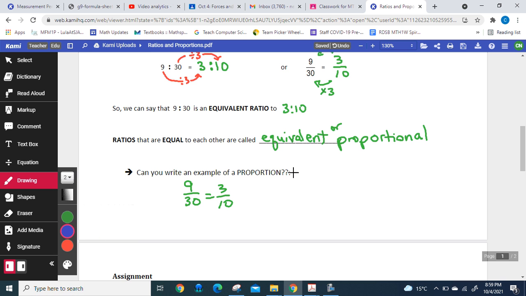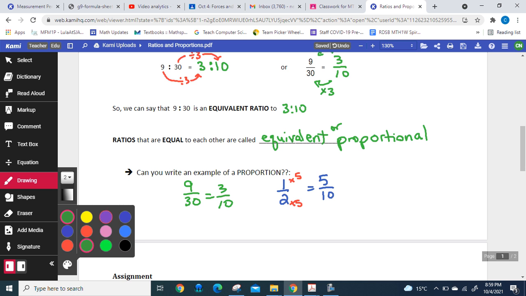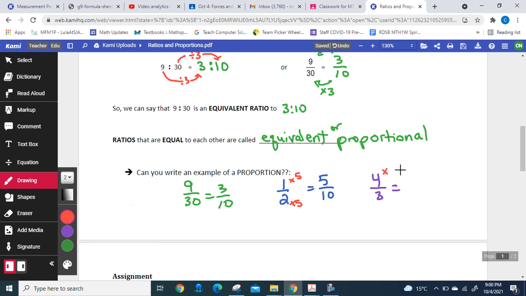Now there's an infinite number of options. Maybe I wanted 1 over 2. Let's make it nice and simple for ourselves. Let's times top and bottom by 5. That'll give us an equivalent ratio because 5 to 10 is the same thing as 1 to 2. What about 4 over 3? Let's times top and bottom by something nice and simple. How about 10? I like times by 10 because then you just add a 0 at the end. 40 to 30. So those are all proportions.